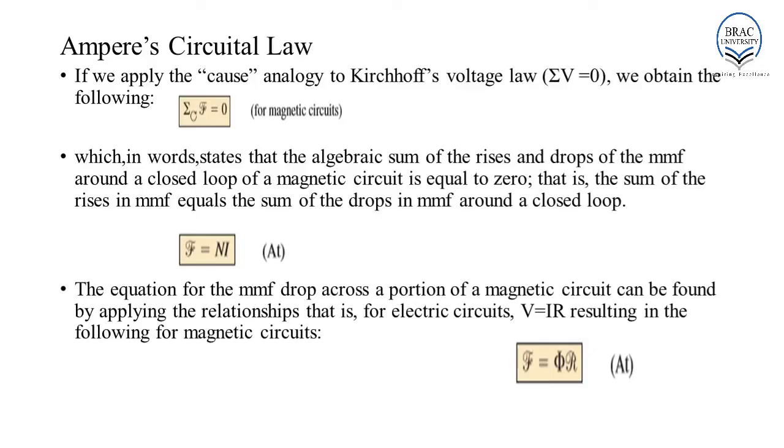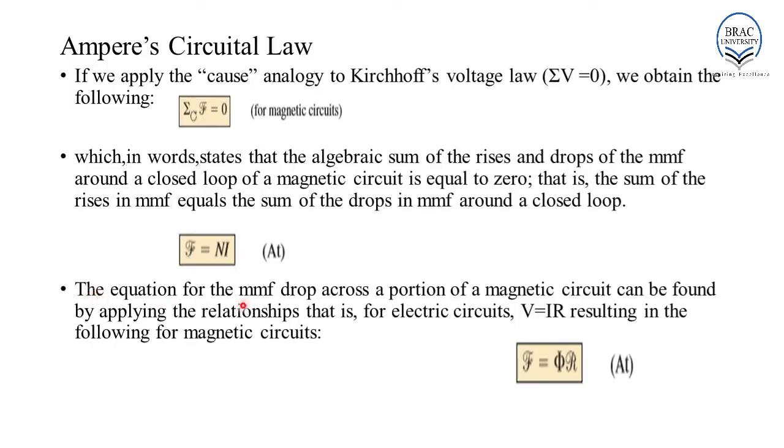Ampere's circuital law. If we apply the analogy to Kirchhoff's voltage law, that is, the summation of the voltages around a closed loop must be equal to 0, we obtain the following for magnetic circuits: summation of F equals 0. In other words, the algebraic sum of the rises and drops of the MMF around a closed loop of a magnetic circuit is equal to 0. That is, the sum of the rises in MMF equals the sum of the drops in MMF around a closed loop. Thus, F equals Ni.